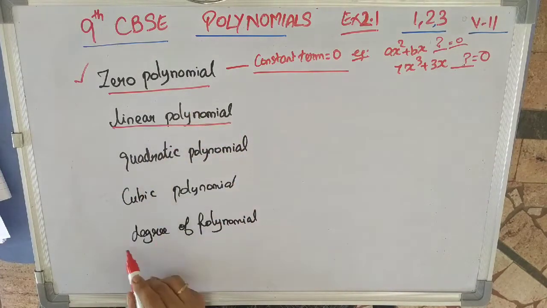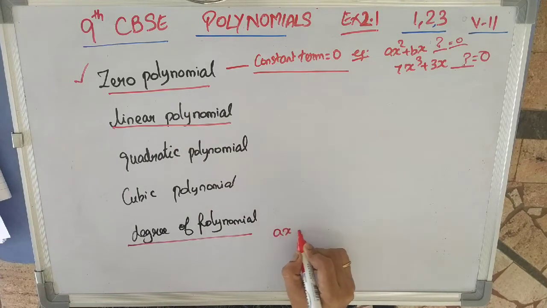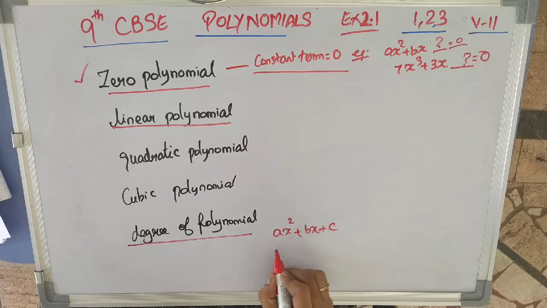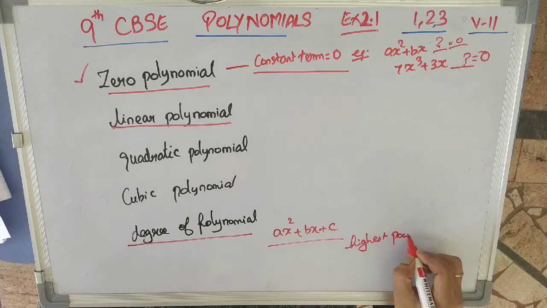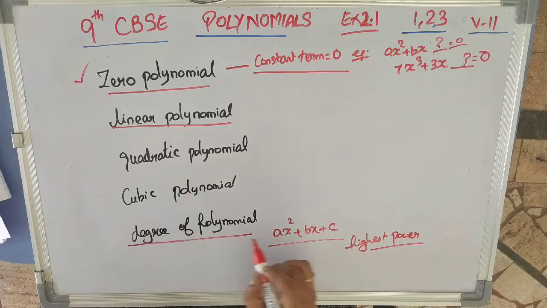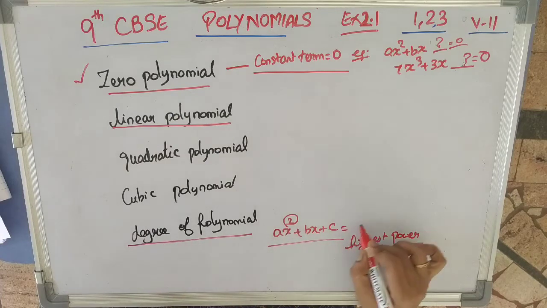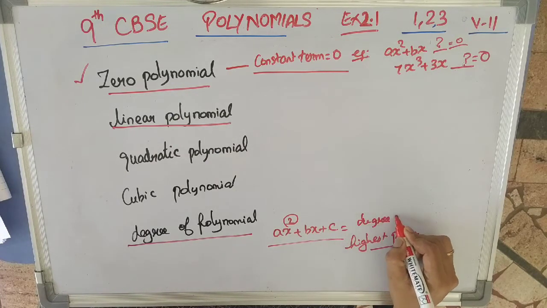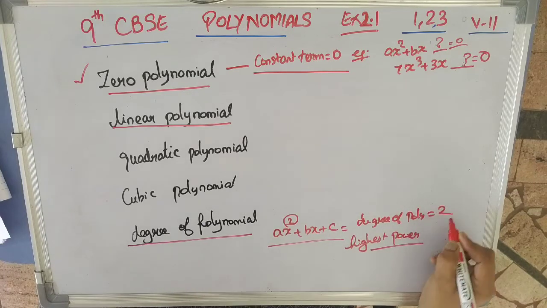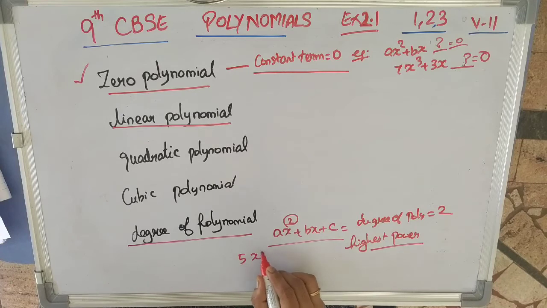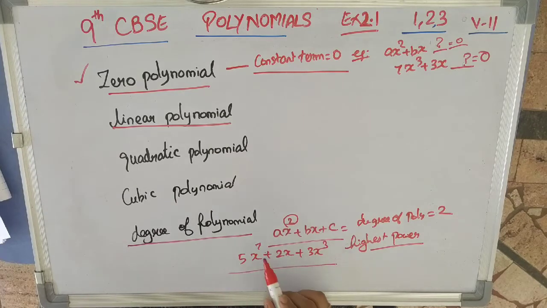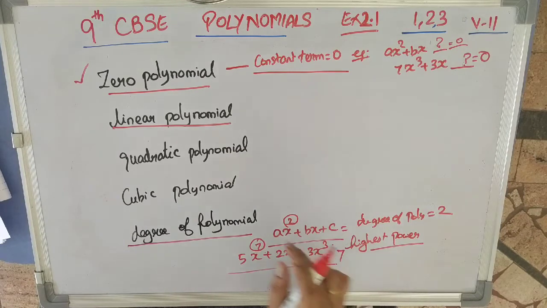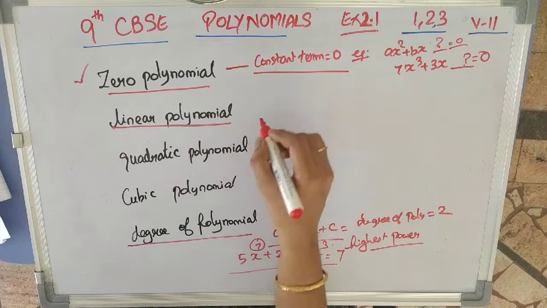Now, let's see what is a linear polynomial. Before going into that, we need to know what is the degree of a polynomial. In ax squared plus bx plus c, what is the highest degree of x? What is the highest power of x? 2, isn't it? Ax squared, so 2. So, the degree of the polynomial is 2. Degree of a polynomial is nothing but the highest power of x in that polynomial. Here in 5x to the 7 plus 2x plus 3x cube, the powers of x are 7, 1 and 3, but the highest one is 7. So the degree of the polynomial is 7.